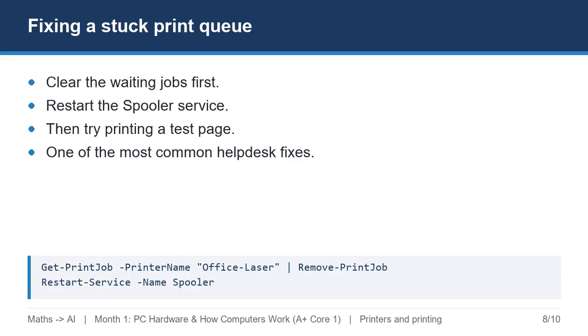Here's the fix you'll use constantly. First, clear the waiting jobs by piping get-printjob into remove-printjob. Then restart the spooler with restart-service -name spooler. Spooler is spelled S-P-O-O-L-E-R. After that, send a test page. This single sequence solves a huge share of printing tickets.